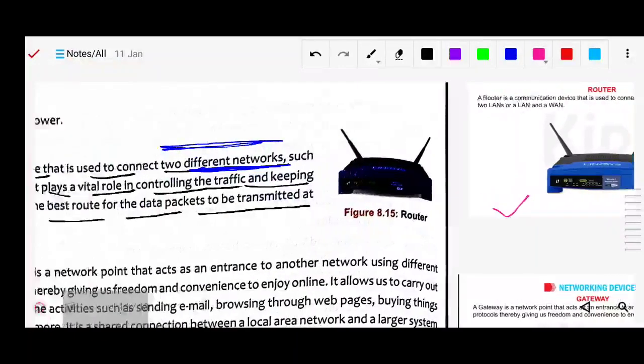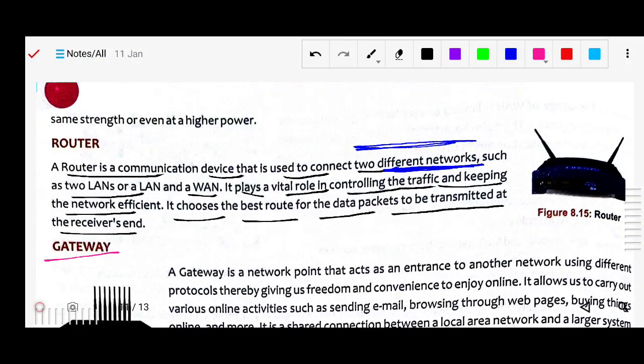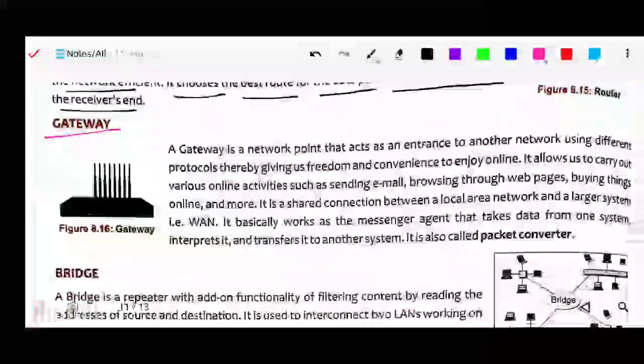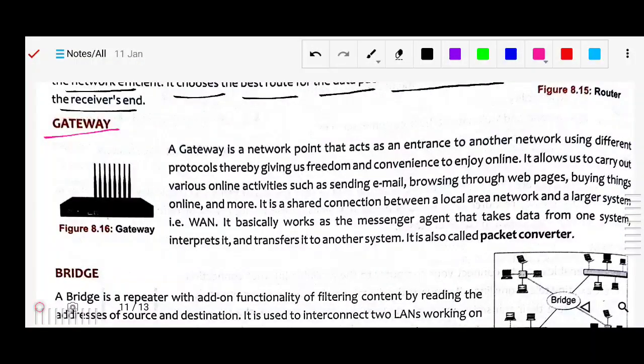Okay, now the next part, which is the gateway. So what is the gateway? Gateway, as its name simply suggests, is the main door, the main gate through which we can enter. So a gateway is a network point that acts as an entrance to another network using different protocols.